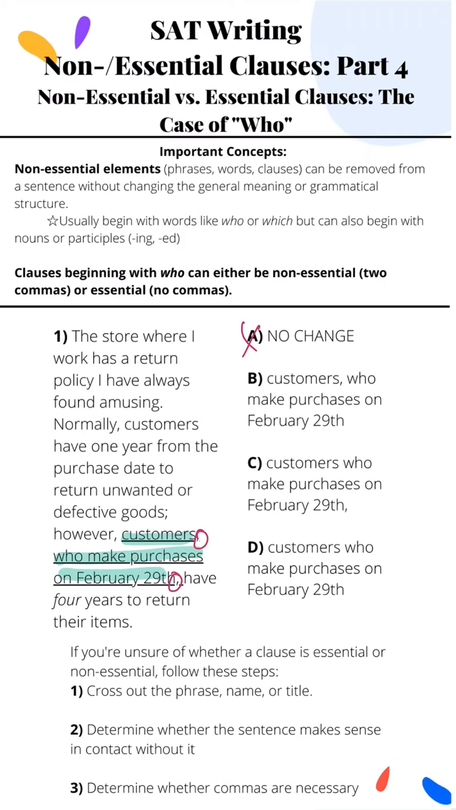Now B is also incorrect because it only has one comma. Two commas indicate that a clause is non-essential, and no commas at all indicate that a clause is essential. Only one comma in this case is not an option. So C is also incorrect for the same reason, except it has its comma in a different place.